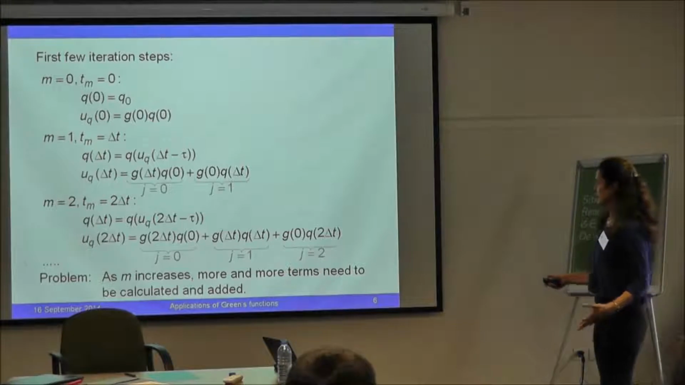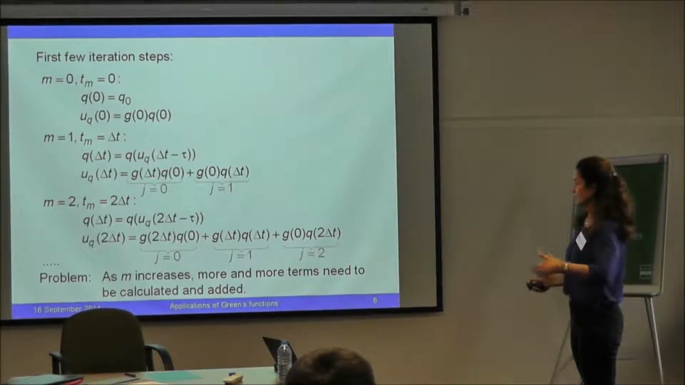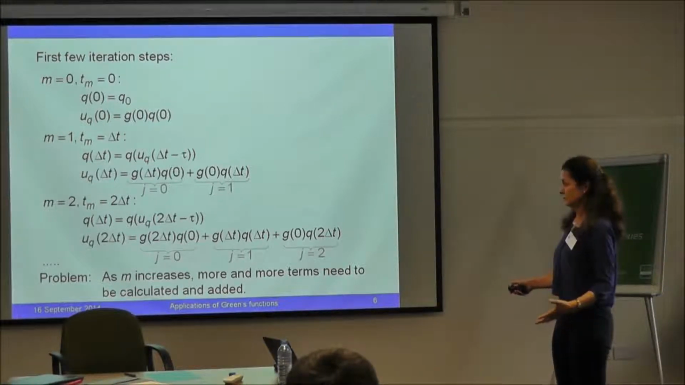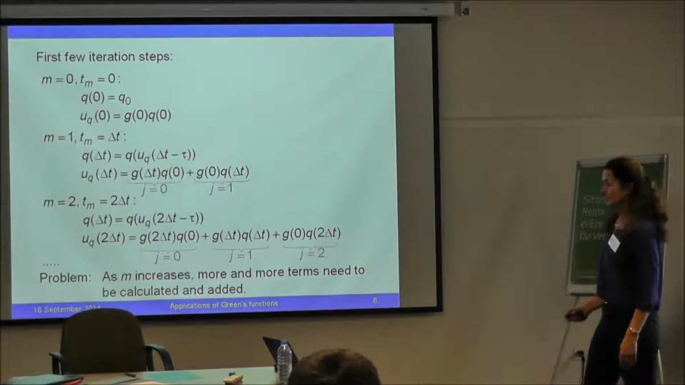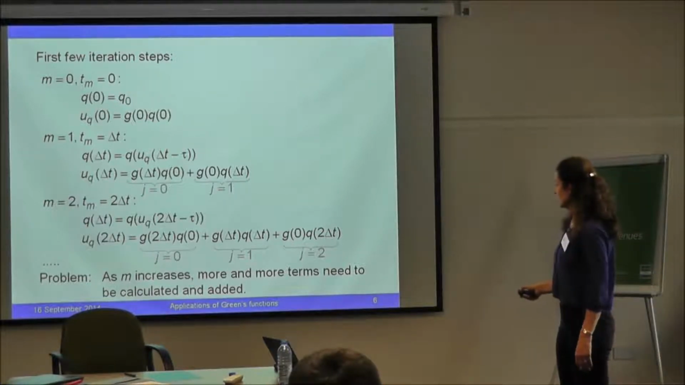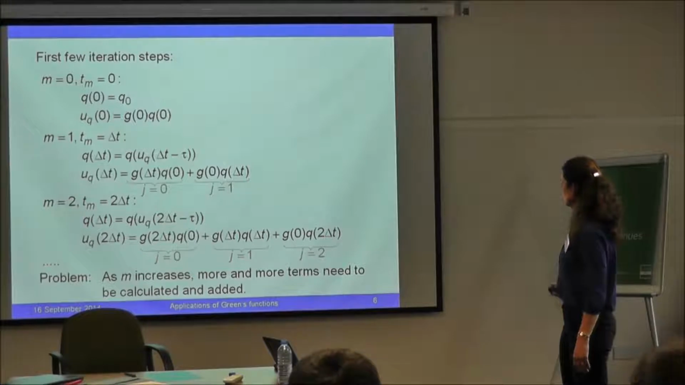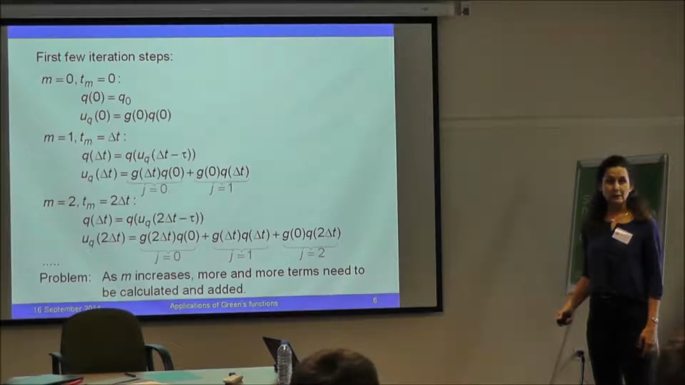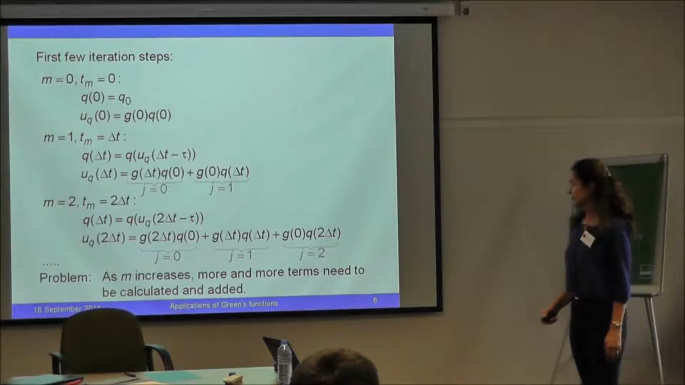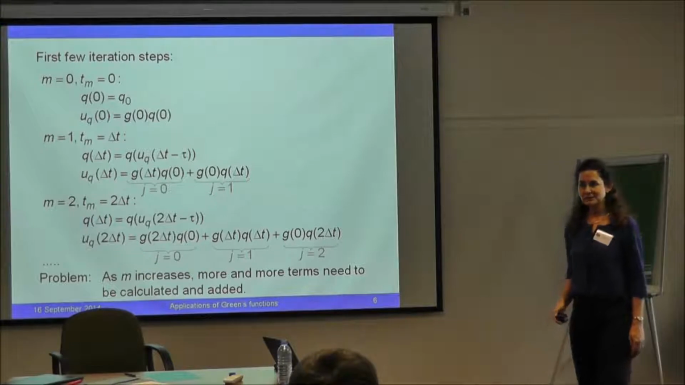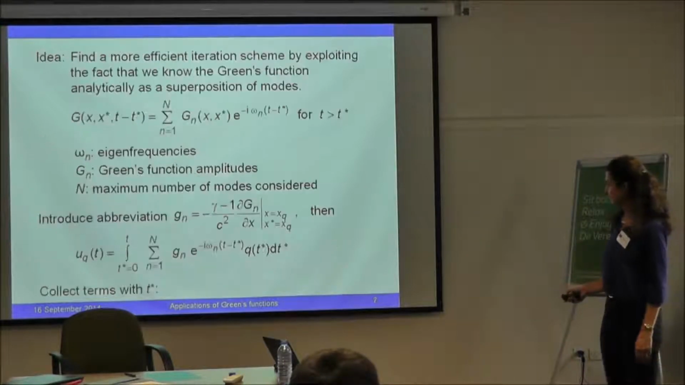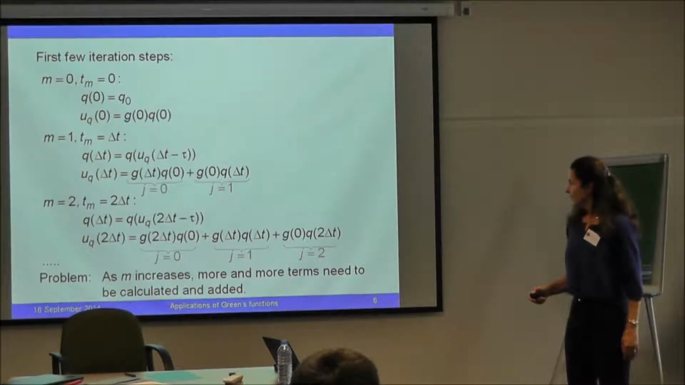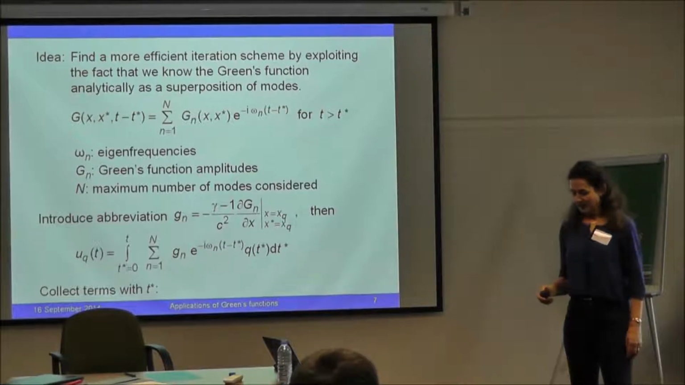And you can see that as you go further and further into the iteration, you get more and more terms. With every new time step, you get an extra term to add. And all these terms have to be calculated afresh. I mean, this term doesn't appear earlier in the iteration, so it's numerically not a practical way of using the Green's function. So I've pointed this out here. As m increases, more and more terms need to be calculated and added. So let's find a way around that.